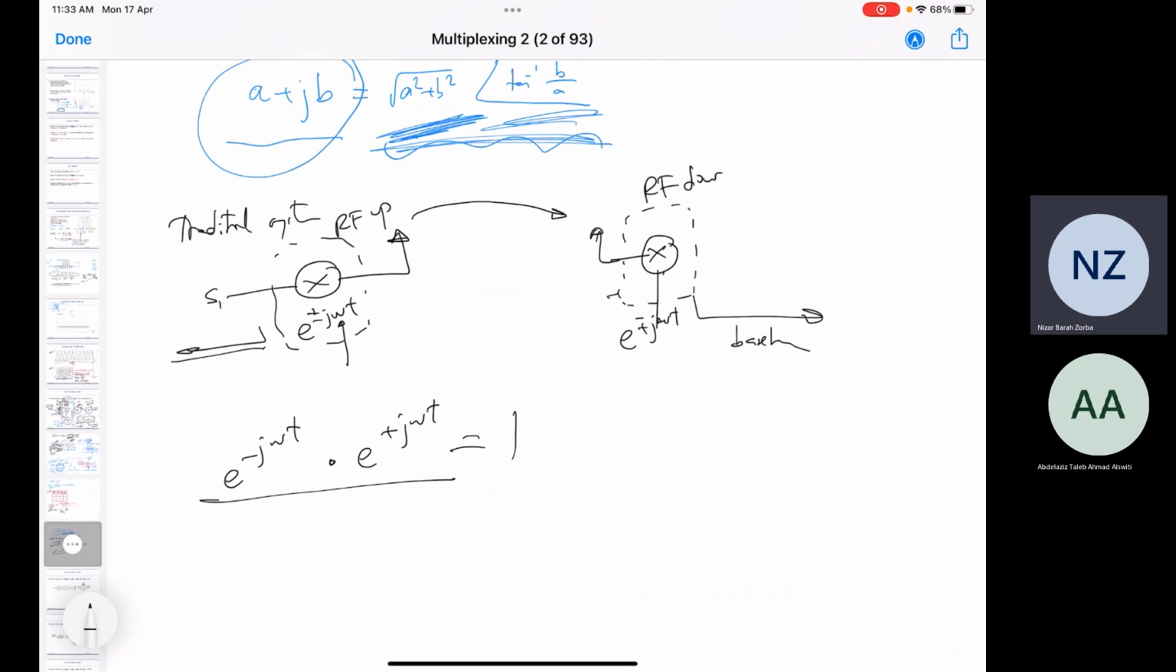Clear? So here, this is the RF down. Question on this traditional system? How will the receiver know the frequency? Yeah, for sure. Here the system has to tell you what your operating frequency is.